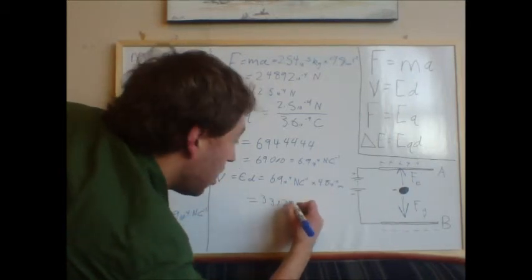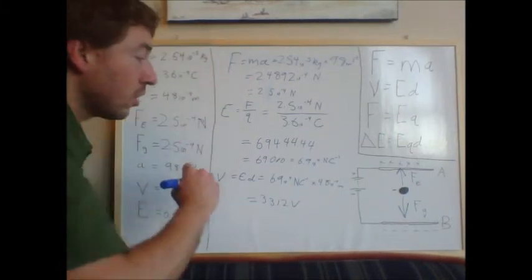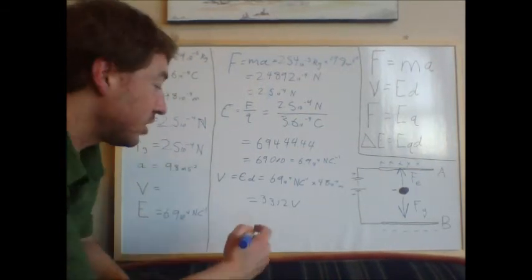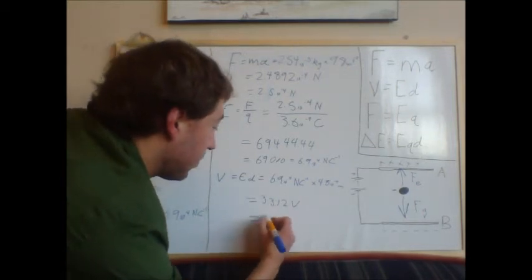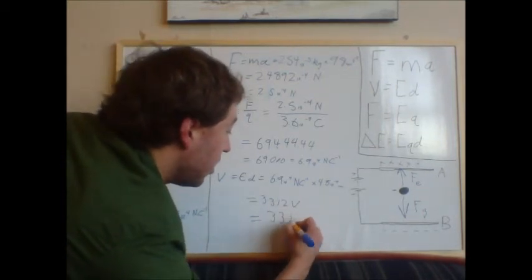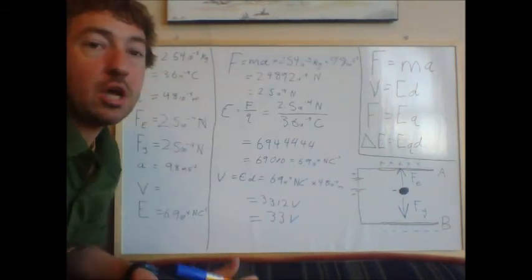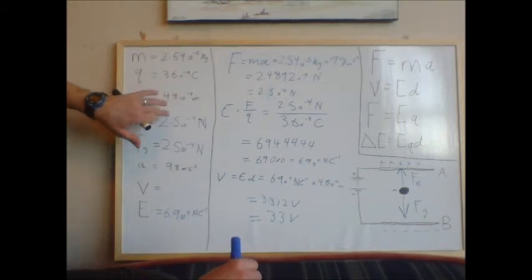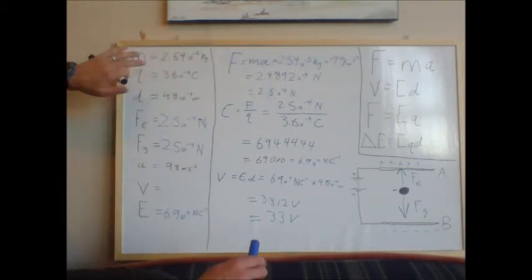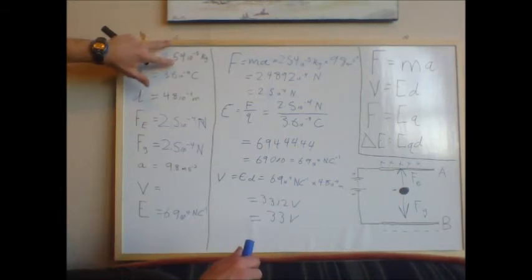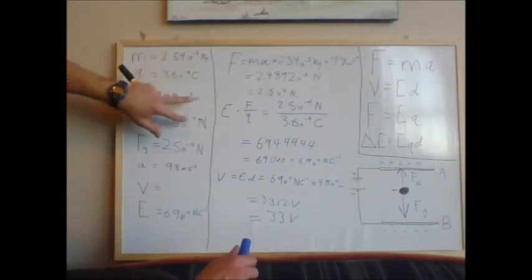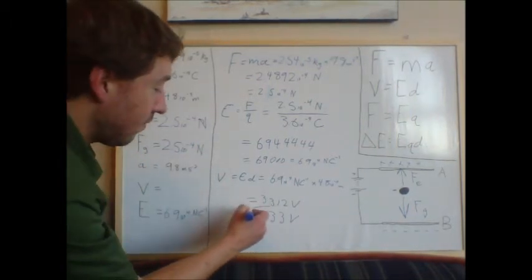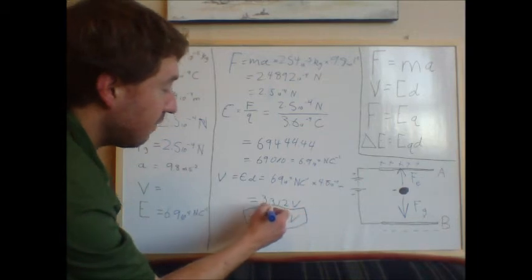33.12 volts. But because we want this in significant figures, it's just going to be 33 volts. Two significant figures, same as all of the units that we've been using. 4.8, two significant figures. 3.6, two significant figures. This one up here has 3, but because these other ones have 2, we're just going to stick with two significant figures. And this is our final answer.